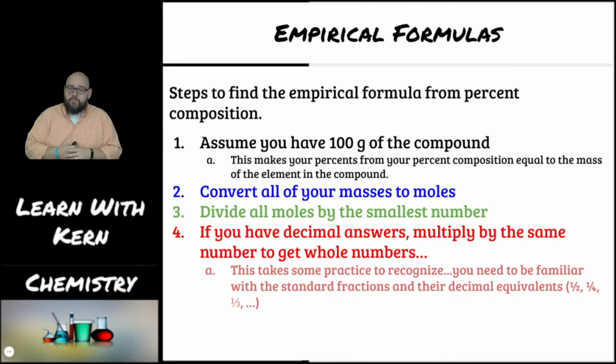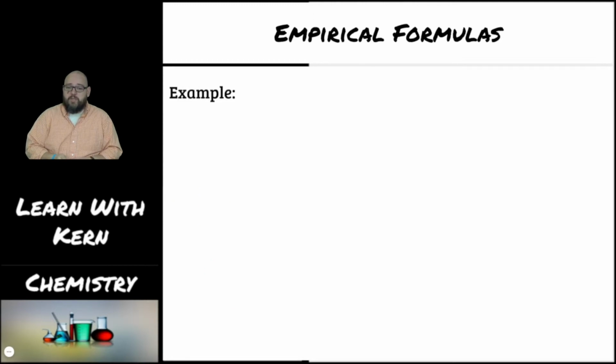But for the most part, you're going to end up with whole numbers after you do this fourth step, after you have multiplied things together. And those whole numbers become the subscripts for your empirical formula. So let's look at an example of how we do that.